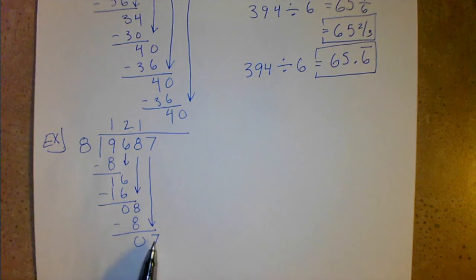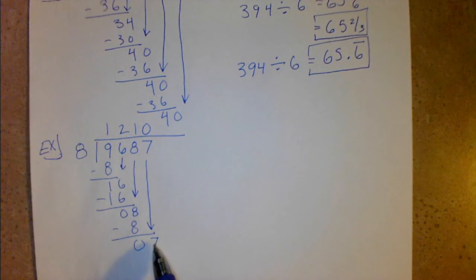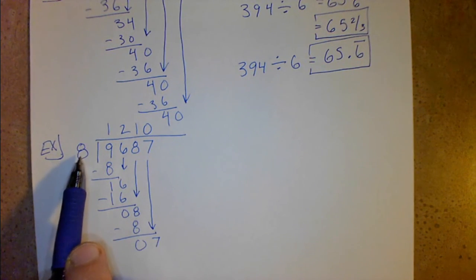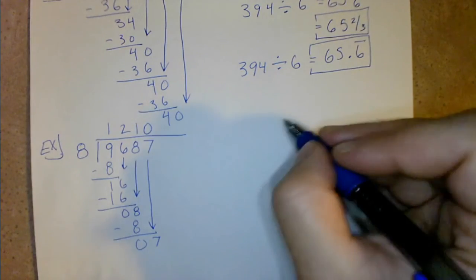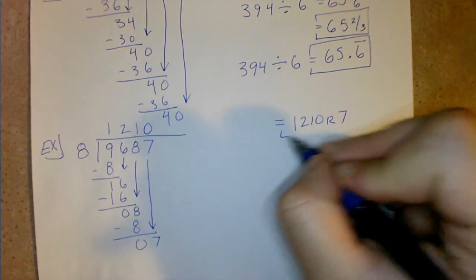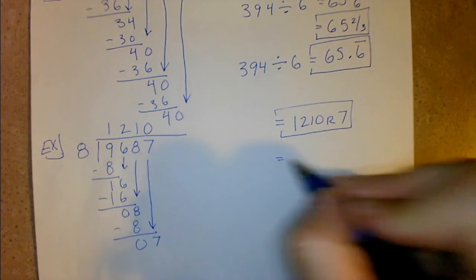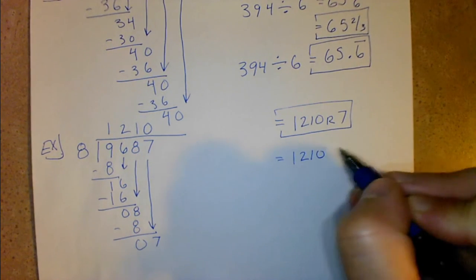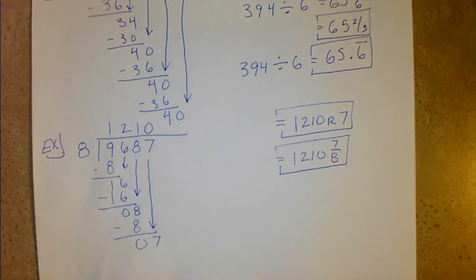How many times does 8 go into 7? It doesn't. 0 times. Remainder 7. So I have 7 left over, which is totally fine because 7 is less than 8. Your remainder is always smaller than your divisor. And so I would write my answer as 1,210 remainder 7. That would be the remainder version of my answer. I could also write it as 1,210 and 7 over 8 if I so chose.